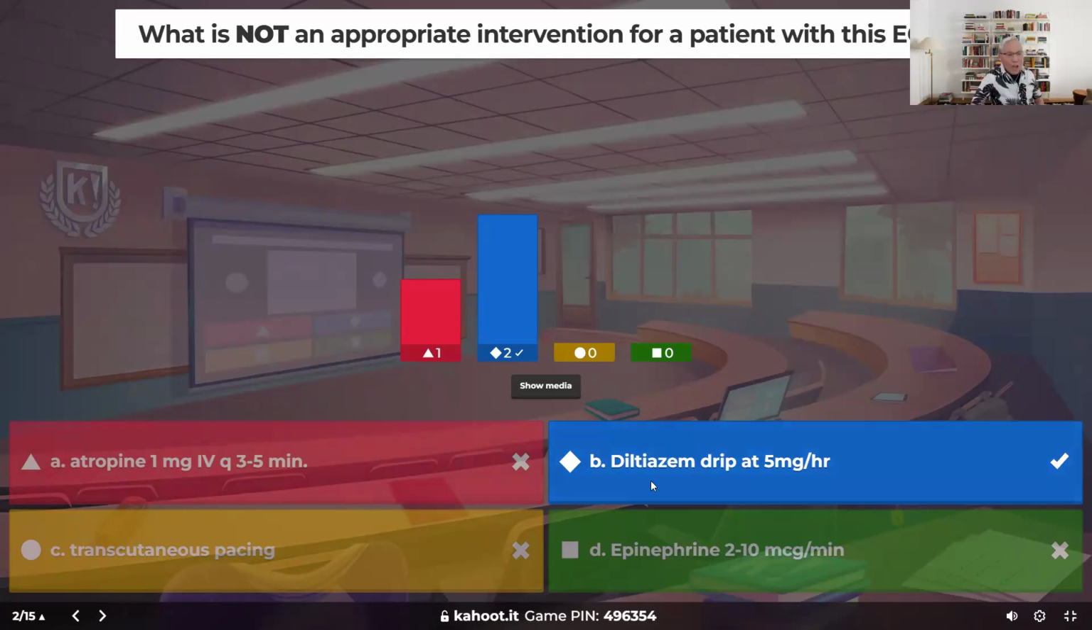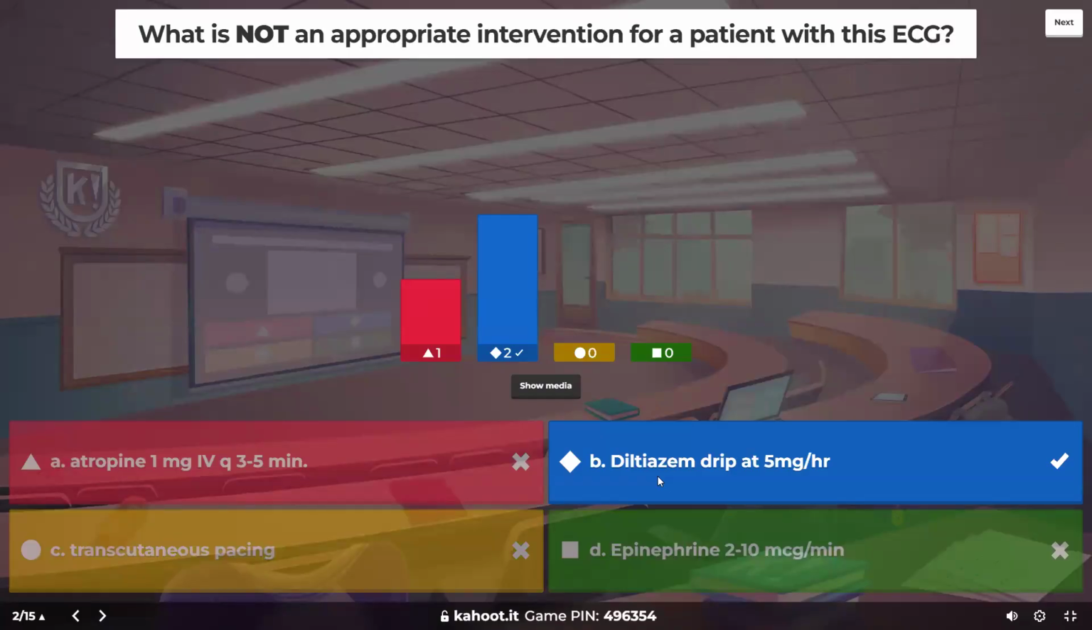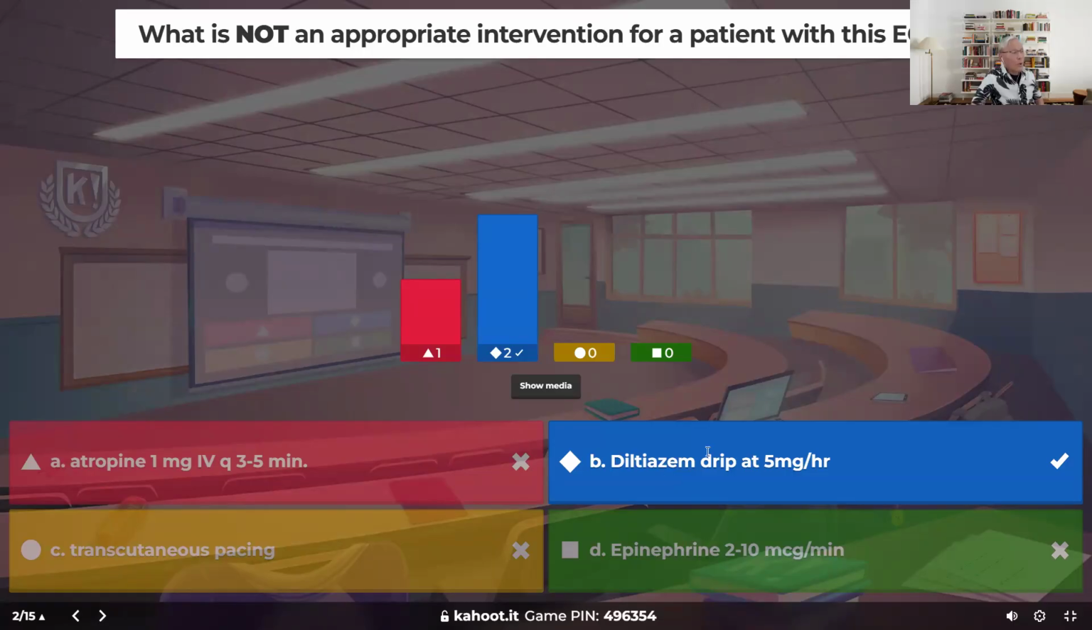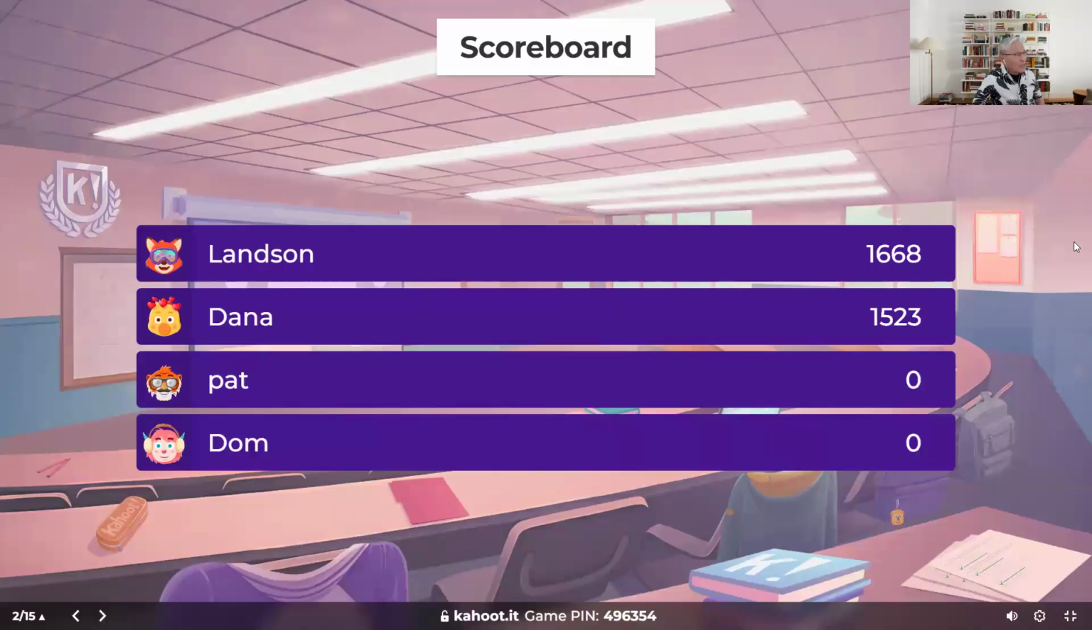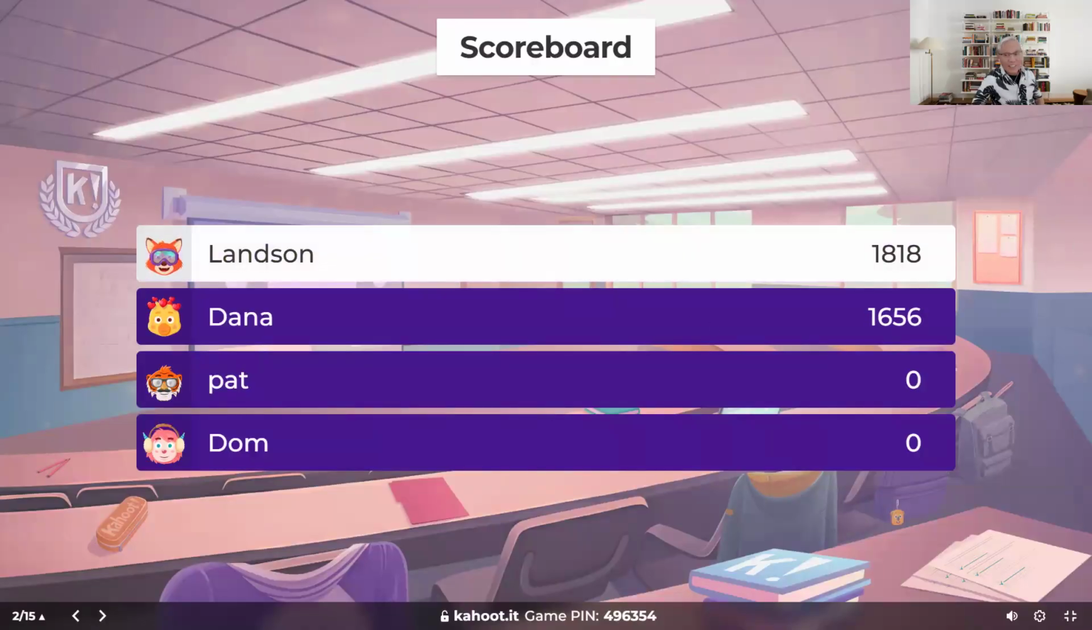Diltiazem is a calcium channel blocker. Will it work? What does a calcium channel blocker do to heart rate? It will slow down even more. So this would not be appropriate. How about pacing? Would it help a patient with a heart rate of 40? Yes. And epinephrine, yes. So the correct answer is diltiazem or letter B. Congratulations to Lanson again.